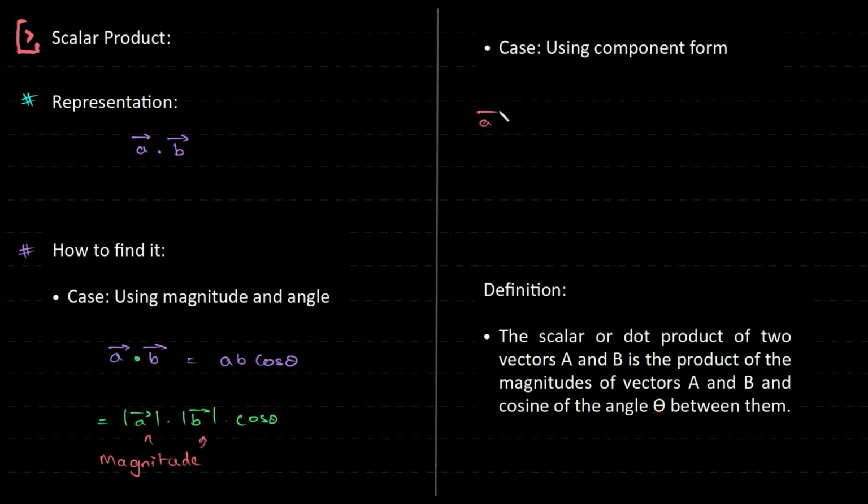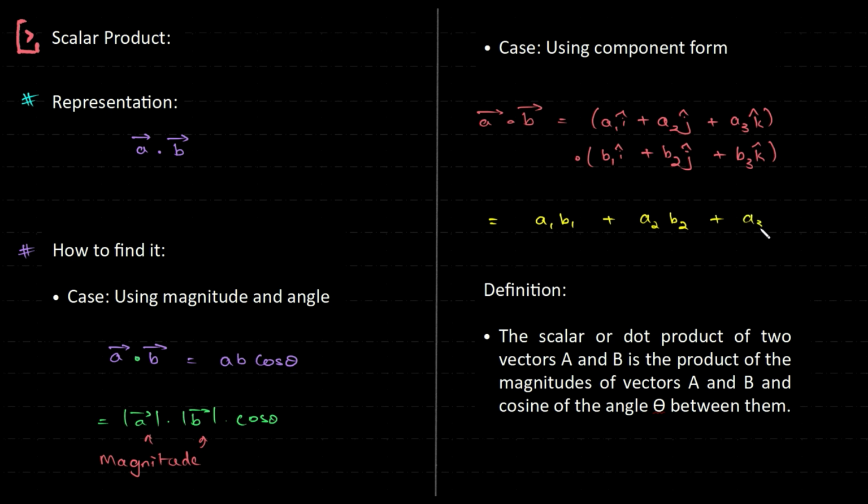If we have the vectors in component form, remember component form, that is A1 i cap plus A2 j cap plus A3 k cap, if I have to dot it with B1 i cap plus B2 j cap plus B3 k cap, the result is A1 B1 plus A2 B2, again all these are magnitudes, plus A3 B3. All are magnitudes. They don't have direction.